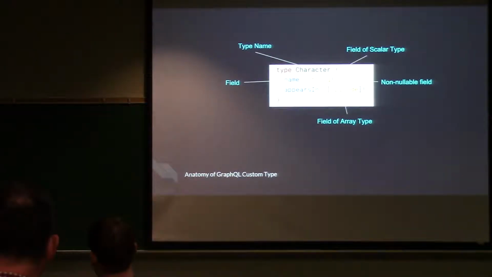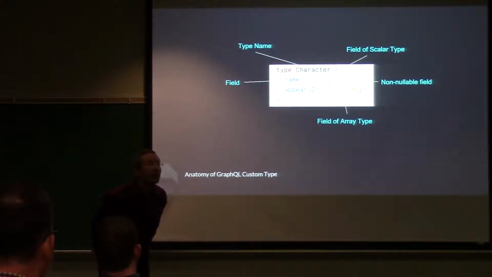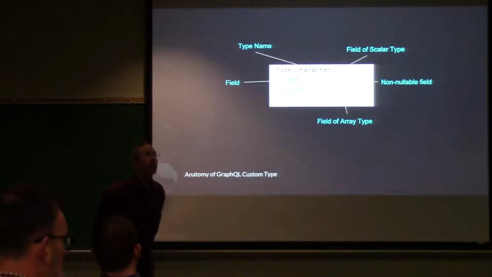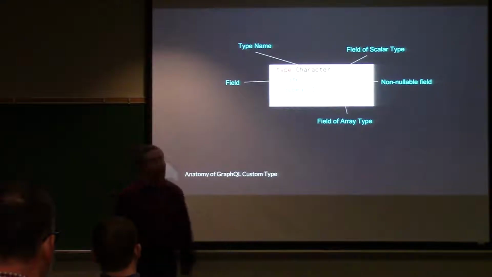Is the exclamation point just the end of the line, or does it have another meaning? It has a meaning, and has anybody ventured to guess what the meaning of the exclamation point is? Sorry? It doesn't accept null. It doesn't accept null. Unknowable. Unknowable, yes. Okay.